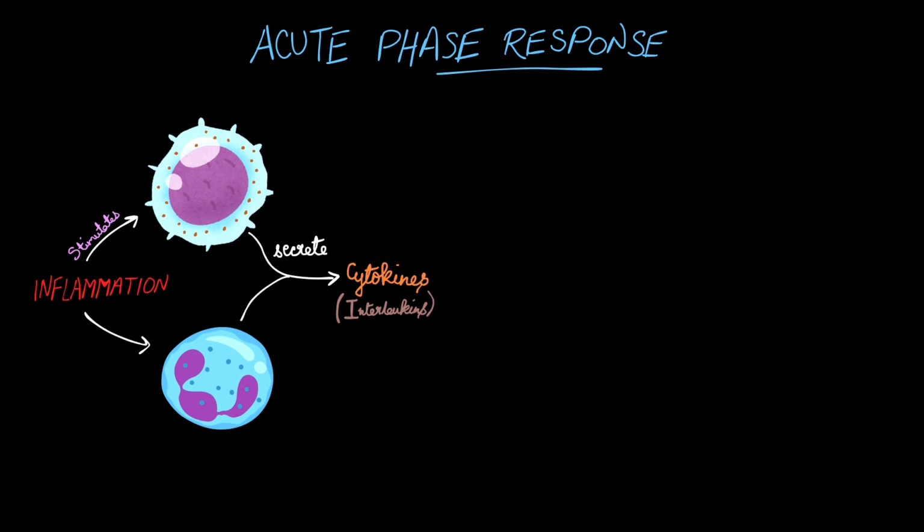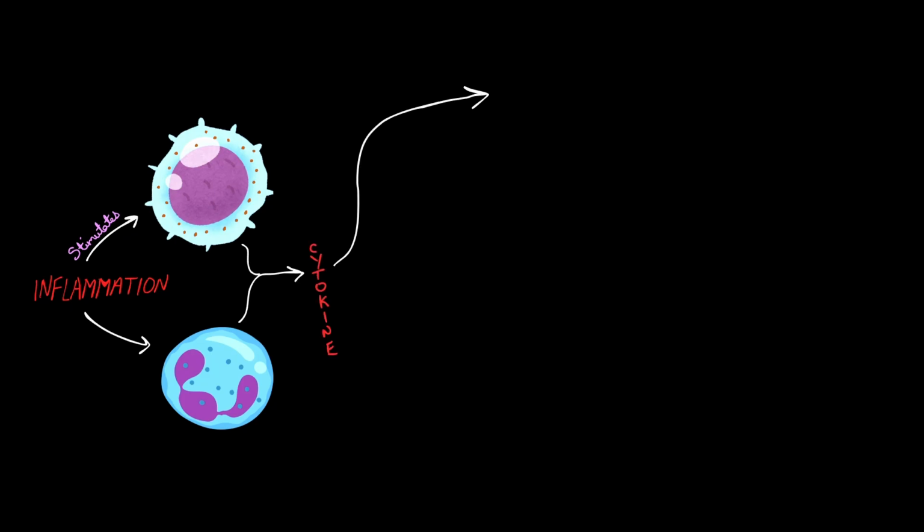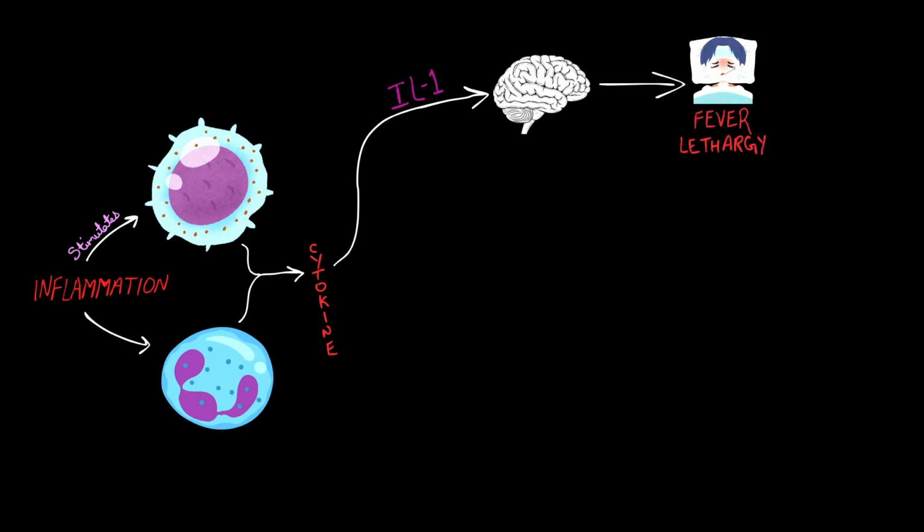Inflammation itself actually stimulates macrophages and neutrophils to secrete more cytokines, notably chemicals called interleukins. This is known as the acute phase response, and it leads to a more systemic inflammatory response. This involves sending cytokines, specifically interleukin 1, to the brain to tell it to produce a fever that leads to high temperatures that are poorly tolerated by many pathogens, and cause reduced appetite and lethargy, so that the person conserves more energy that can be used to fight infection.